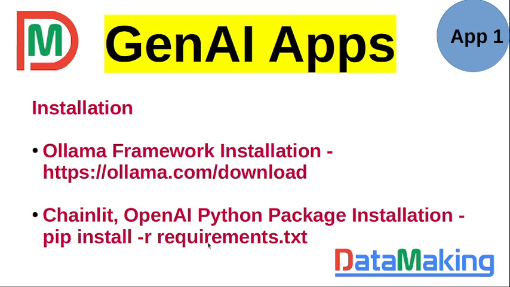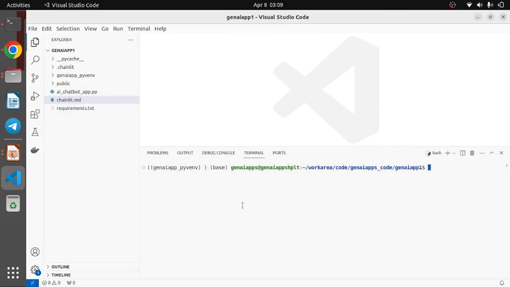I am providing this requirements.txt. If you run this, either in a virtual environment or in your root Python installation environment, it will install those Python packages. Once you run it, you can run from the command line, or I've opened my GenAI application project in VS Code, so I'm going to run from here. If you want to run from the terminal, you can do that as well.